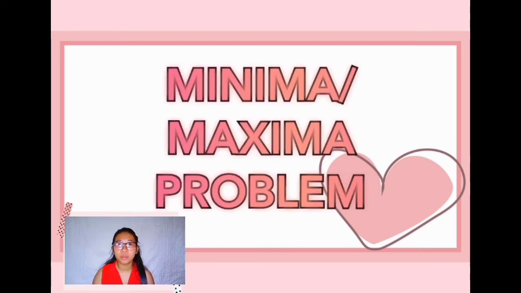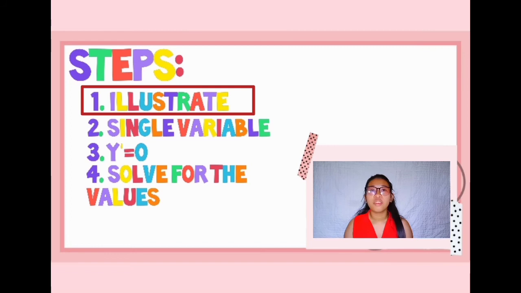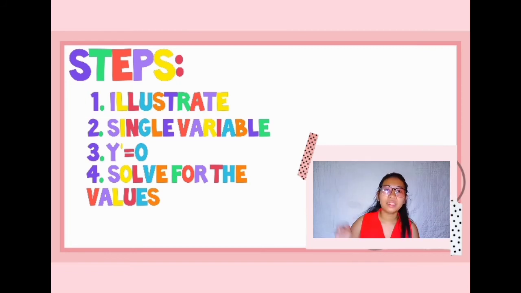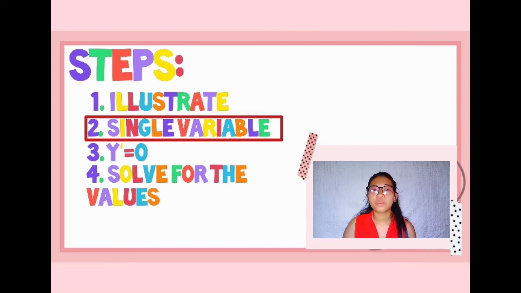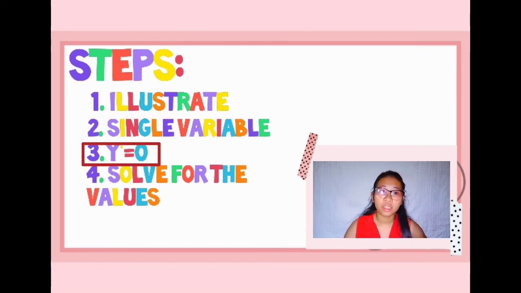In solving a minima or maxima problem, we have four steps. First, we need to illustrate it, if it can be illustrated. Second, single variable. You express one variable using the other variable in terms of their relationship. Third, the first derivative of y. Set the first derivative of y equal to 0, so we can now get the value that we maximize or minimize. Last, solve for the values.